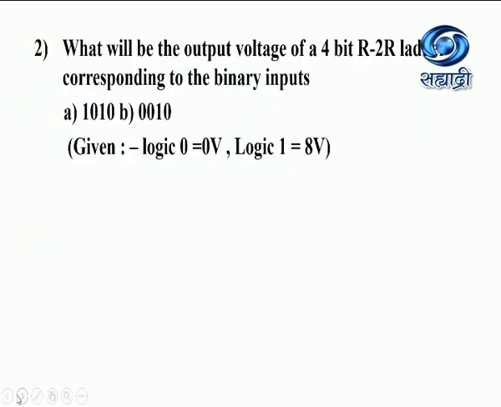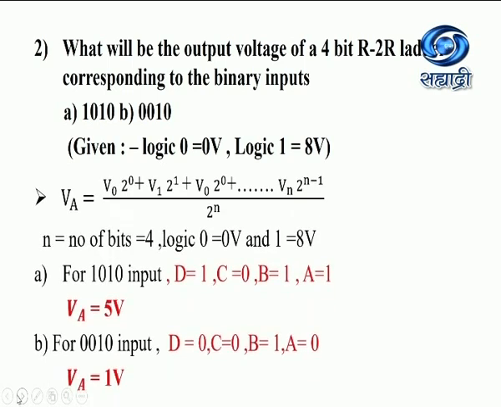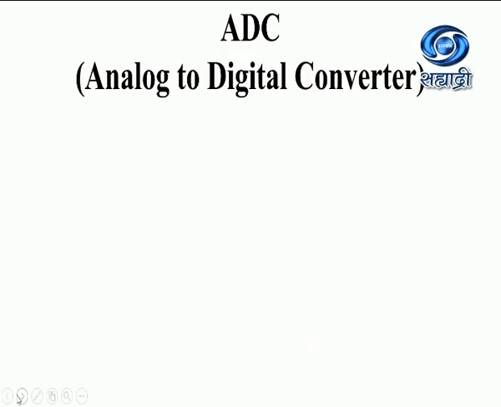Third example: what will be the output voltage of a 4-bit R-2R ladder corresponding to the binary inputs 1010 and 0010? Again, logic one is given as 8 volt. So again we can calculate by using the same formula. For 1010 we will get 5 volt, and for 0010 we will get 1 volt as the analog output. So let's start the ADC, that is, analog to digital converter.